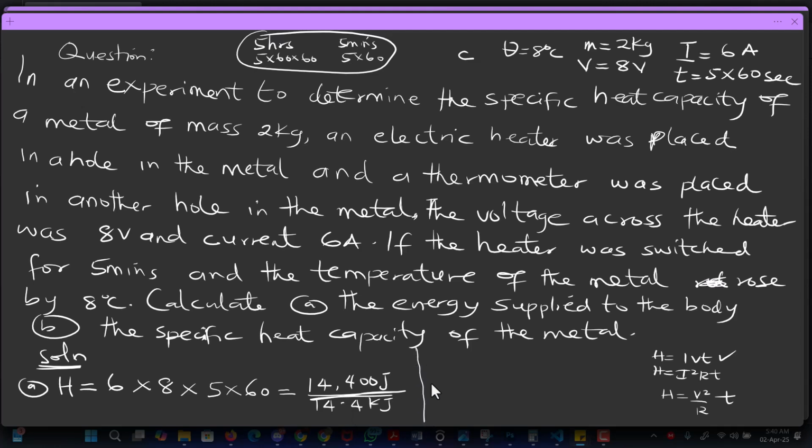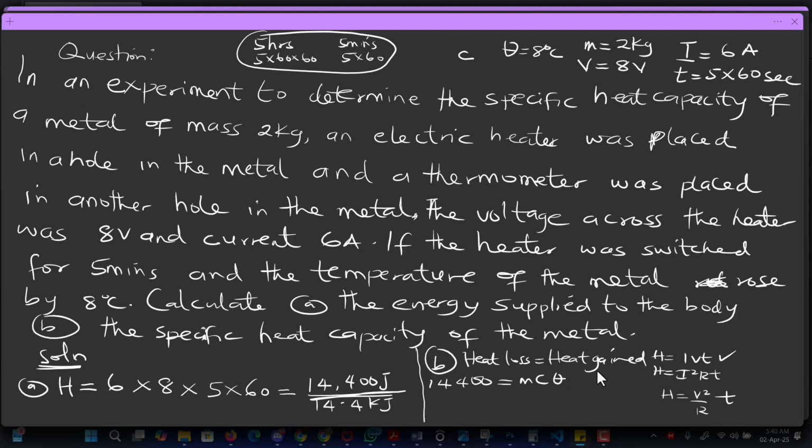Now the B part of the question asks for the specific heat capacity of the metal. Heat supplied, or heat loss, equals heat what? Gain. It's going to be equal to heat gained. And heat loss or heat supplied, we got it as 14,400. So 14,400 equals heat gain, which is MC theta.